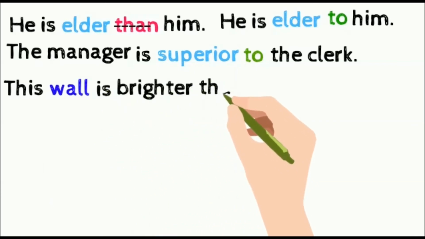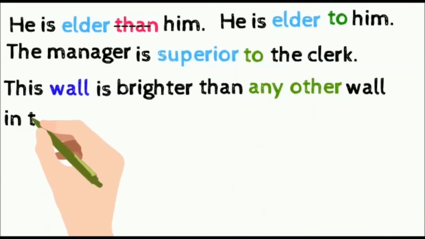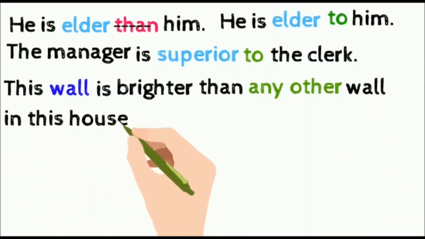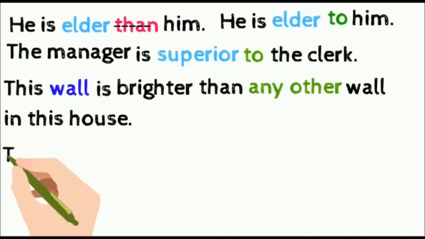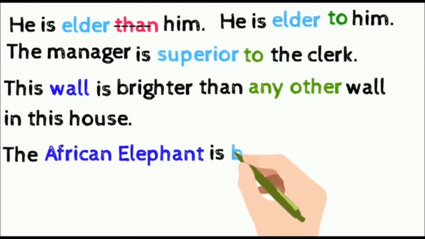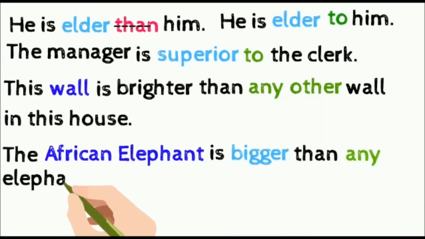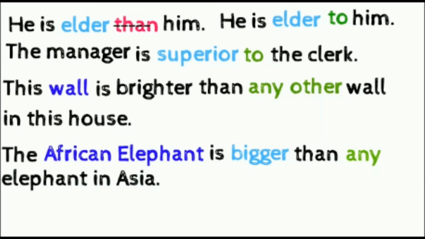This wall is brighter than any other wall in the house. We use any other wall because we are comparing the particular wall to the other walls in the same house. We use any in this case. The African elephant is bigger than any elephant. We are using any because we are comparing the elephant in Africa to another elephant in Asia, which is a separate continent.